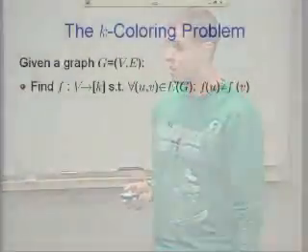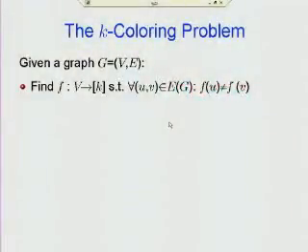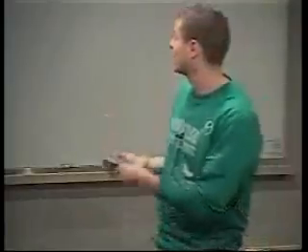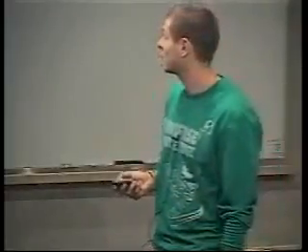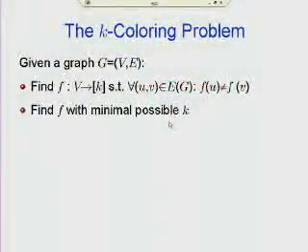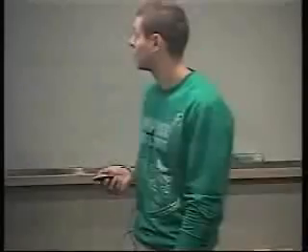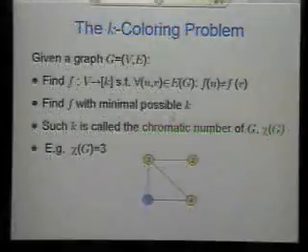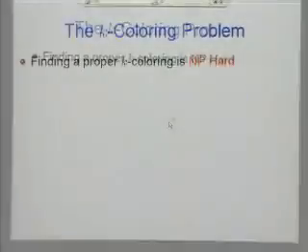Okay, so the coloring problem. You're given a graph and you want to find a function f that assigns each vertex a color, a number from 1 to k. You want the coloring to be proper, that is, every two vertices that share an edge get different colors. And you want to find such an f with the minimal possible k, and such a k is usually called the chromatic number, chi of G. In this example you see that the chromatic number is 3. You can color it with 3 colors, but not with fewer.